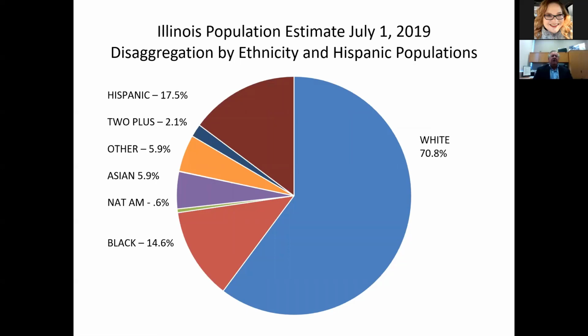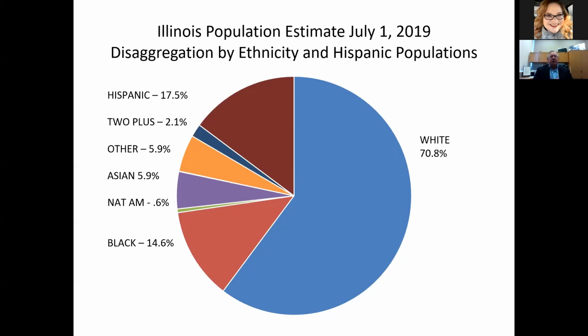With respect to the ethnic distribution of the population and its Hispanic population, as of July 1, 2019, 70.8% of the population was white. Blacks accounted for 14.6%, Native Americans 0.6%, Asian Americans 5.9%. Other, that is not classified as white, black, Native American, Asian, or 2+, accounted for 5.9%. And this is basically the population that has immigrated or is associated with Central and South America.